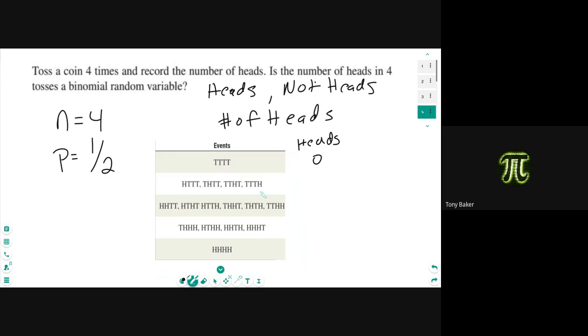How many heads are in these 4 events? So there's 1 in each one, right? So 1 head. And that one. And then. Okay. All right. What's the probability that I'm getting 0 heads?